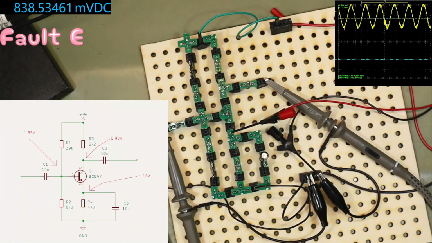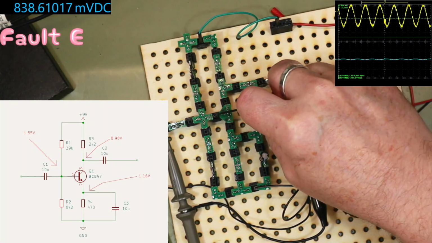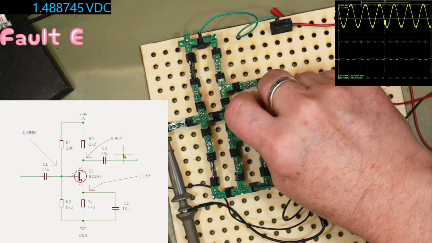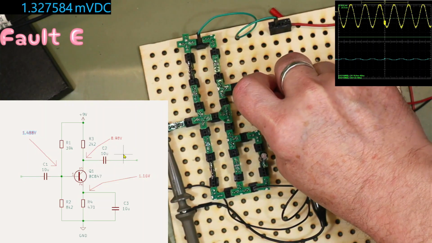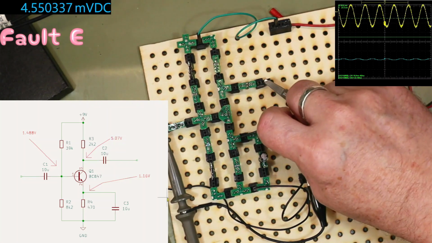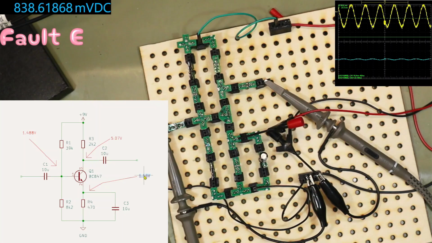Fault E. We're still on the external components, so it's fault E. Right, we can see we have an input. We do have an output. But let's check the voltages. Right, 1.488. What about the collector? 5.07. The emitter, 838. What does that tell us?